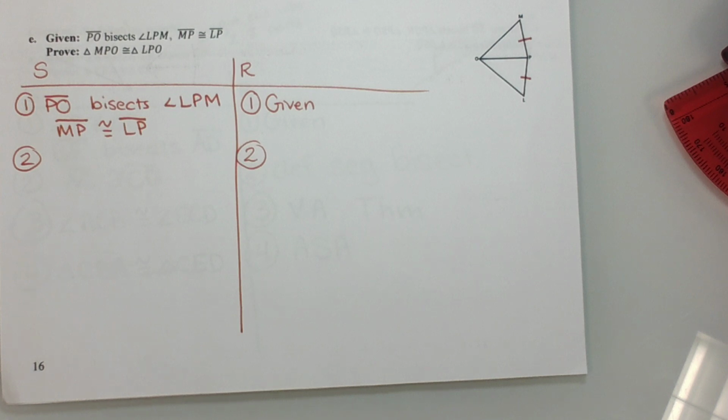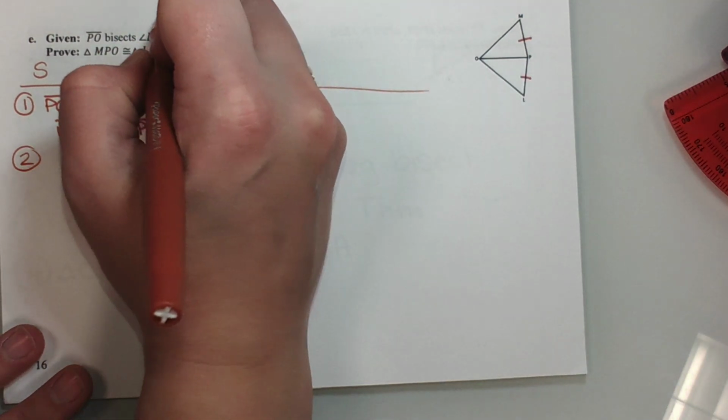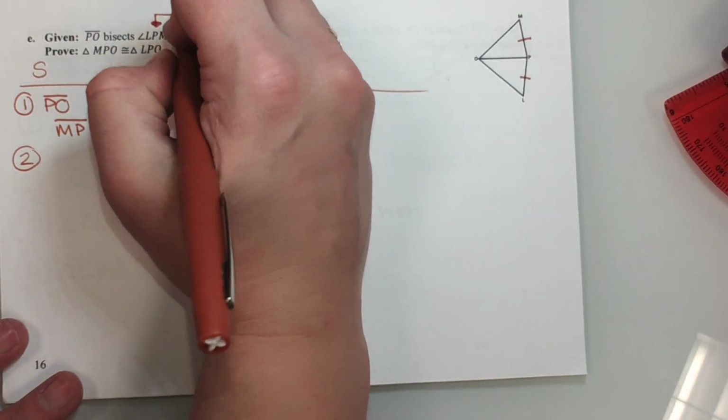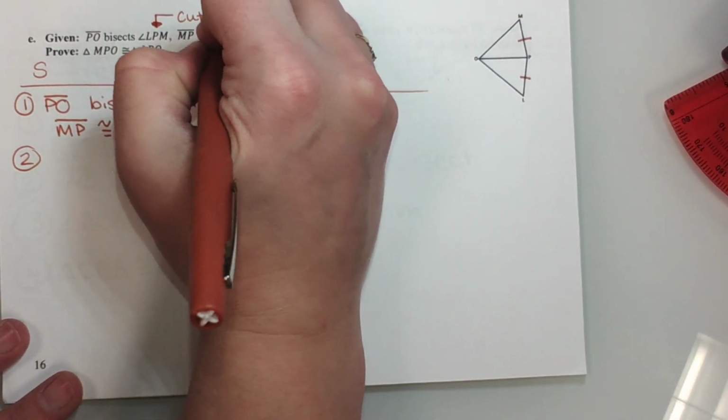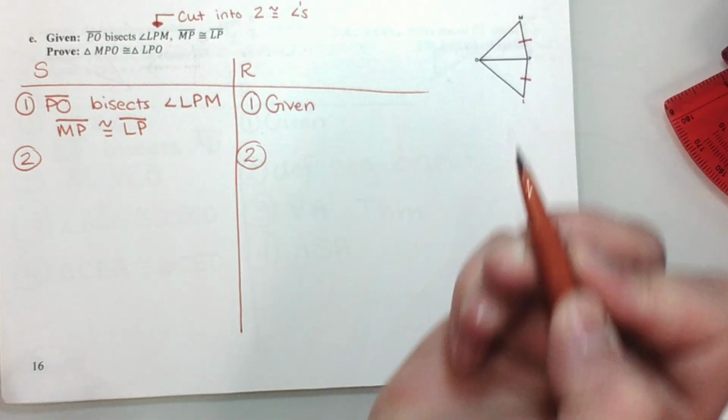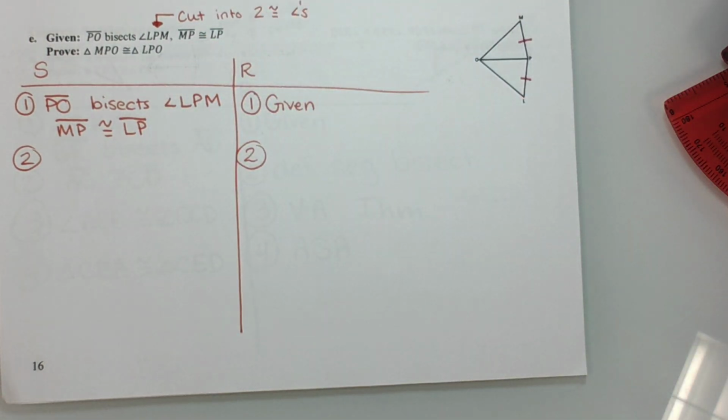I see the word bisect. Is this an angle or a segment bisector? In other words, is this an angle or a segment? It's an angle, which means that gets cut into two congruent angles. If the second thing is an angle, then it's two angles that are formed when the bisect comes through.